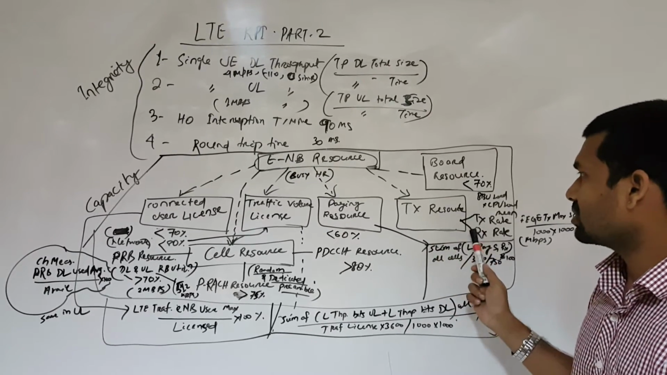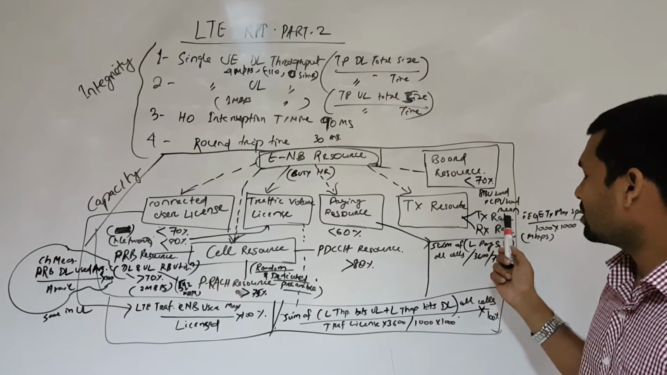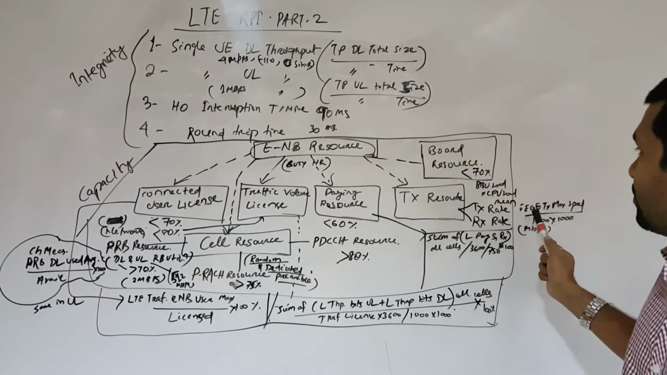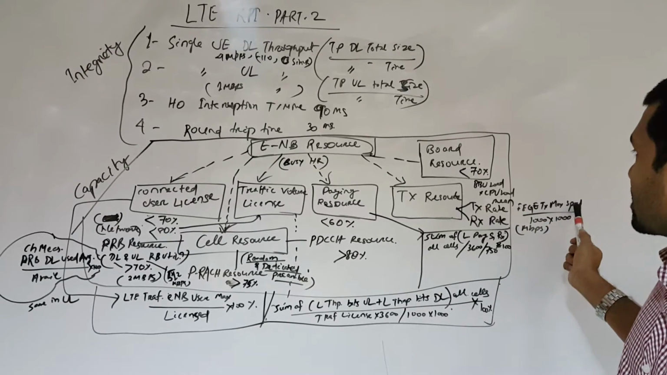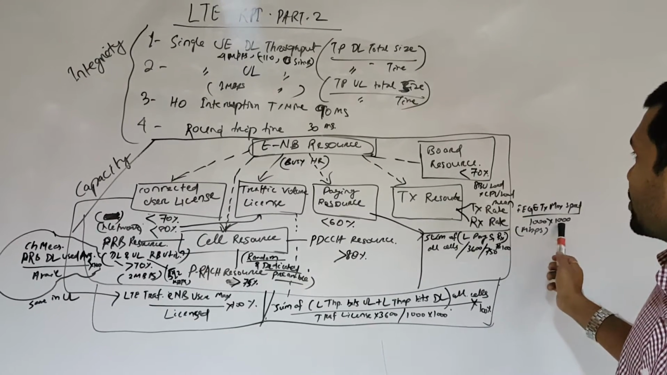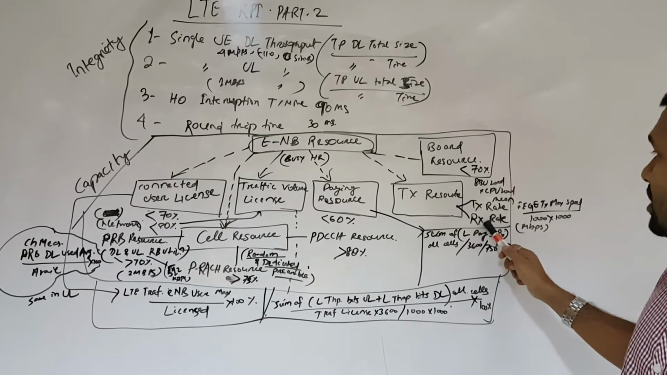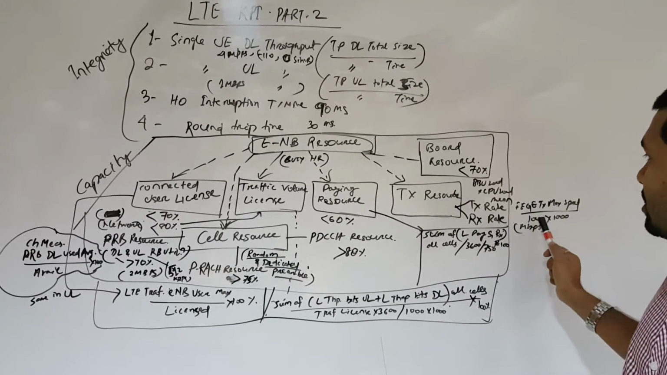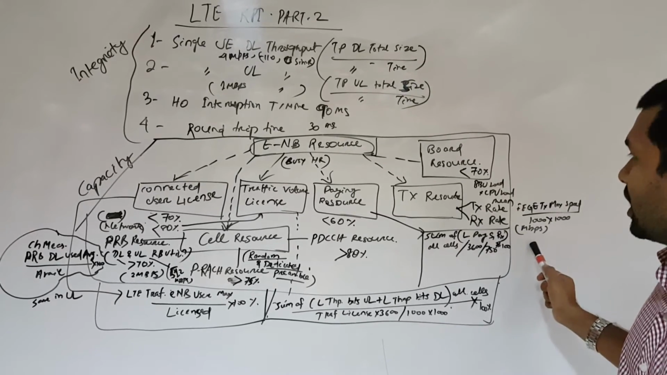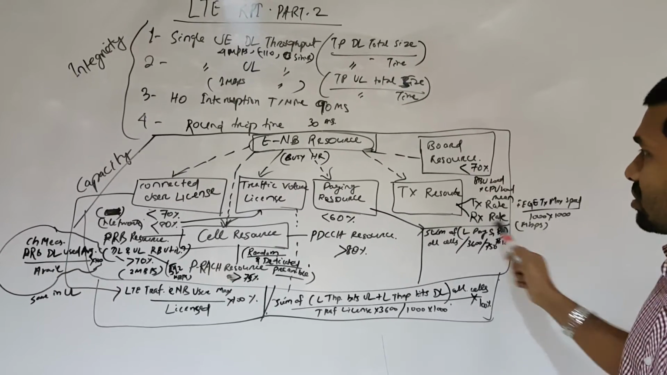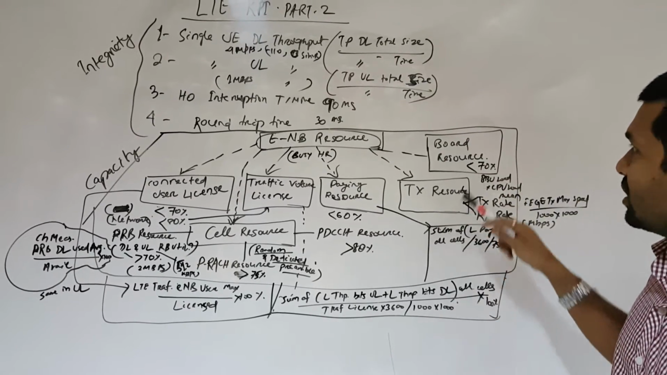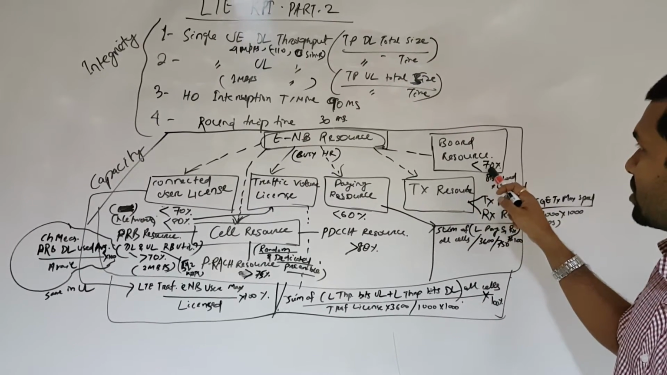There are two things, transmission rate and receiving rate. The formula is FEGE TX max speed divided by 1000 into 1000, and the same for RX, FEGE RX max speed divided by 1000 into 1000, and the unit is Mbps. So that's the transmission resource. The last one is board resource. In the board resource, the threshold is 70%.